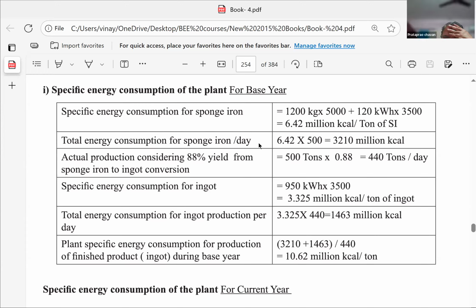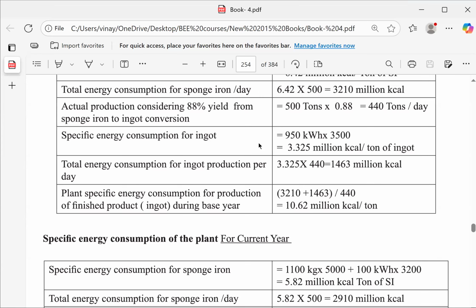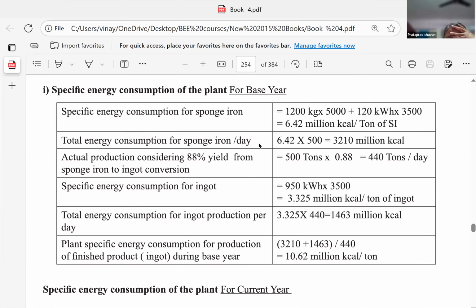Coal consumption also we have to add. Power consumption also we have to add. Total together converted into heat units. Remember that. Heat units. Okay, sir. Because similar units only you can add or subtract. Different units you can't use. 3,500 kilocalories, sir. See here, actual production considering 88%, he has given 440 tons here.